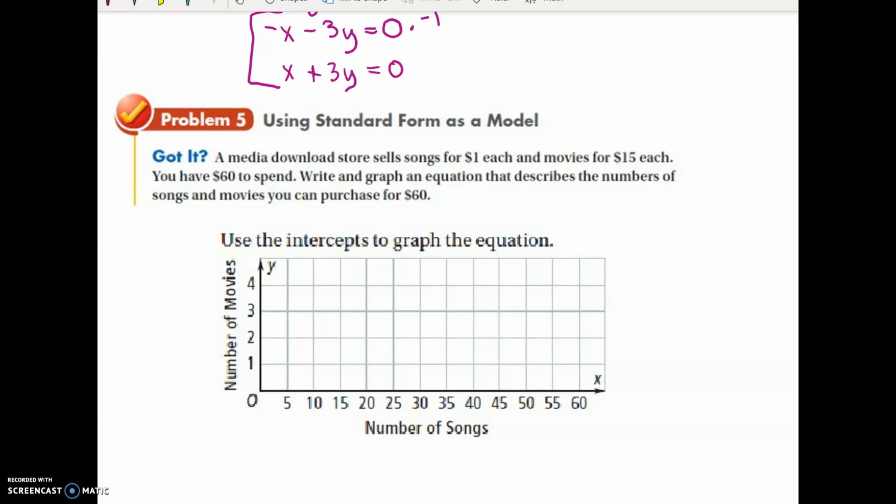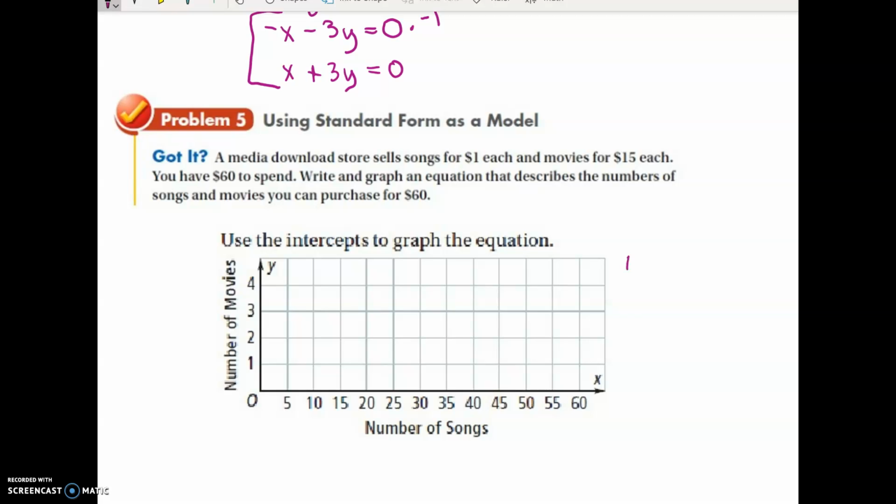So we're moving on to problem 5, using standard form as a model for an equation. So in this problem, a media download store sells songs for $1 each and movies for $15 each. You have $60 to spend. So write and graph an equation that describes the number of songs and movies you can purchase for $60. So kind of thinking about all those combinations.